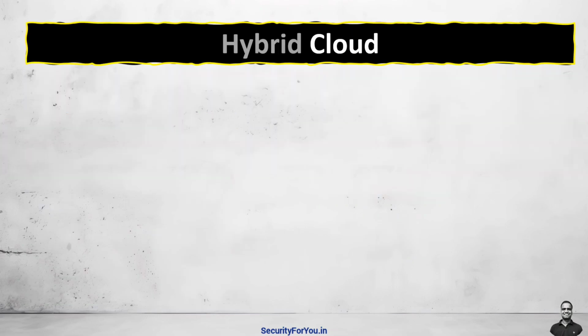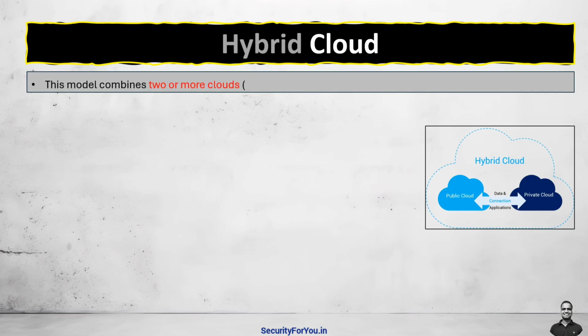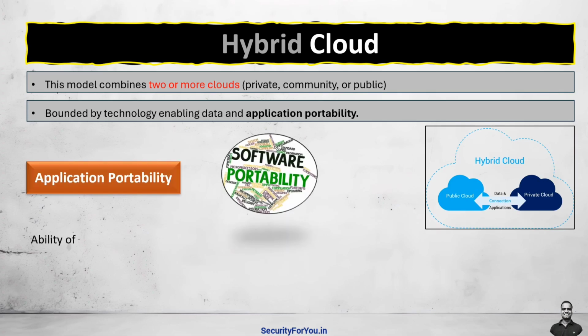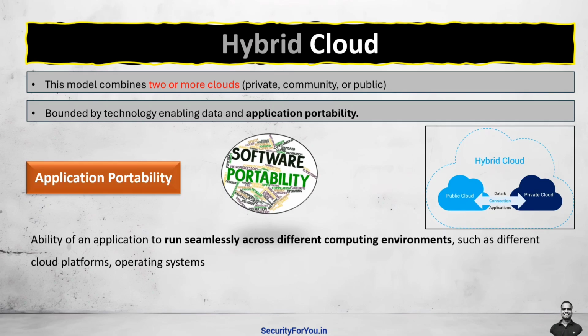Next is hybrid cloud. Hybrid cloud combines two or more clouds, which can be private, community, or public cloud. It is bound by technology which enables data and application portability. Application portability is the ability of any application to run across different computing environments like cloud platforms, operating systems, or hardware without requiring significant modifications, right?